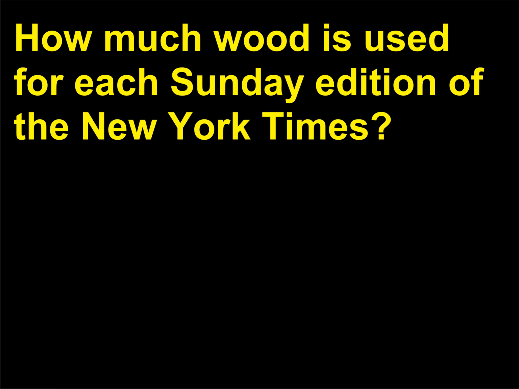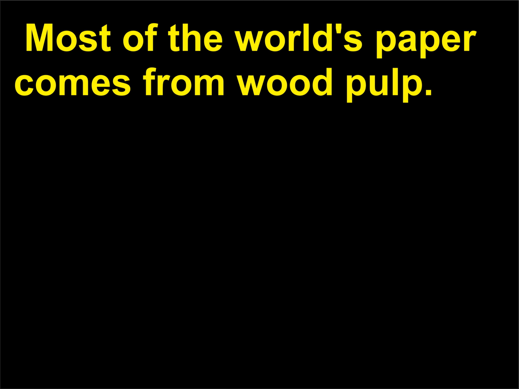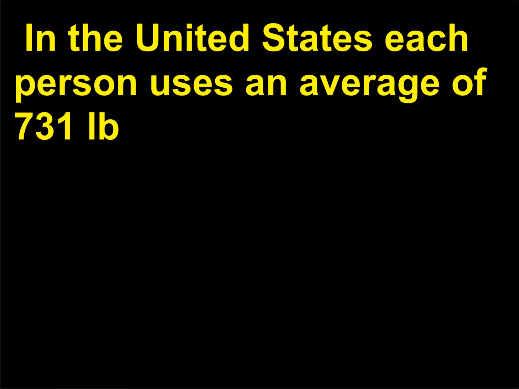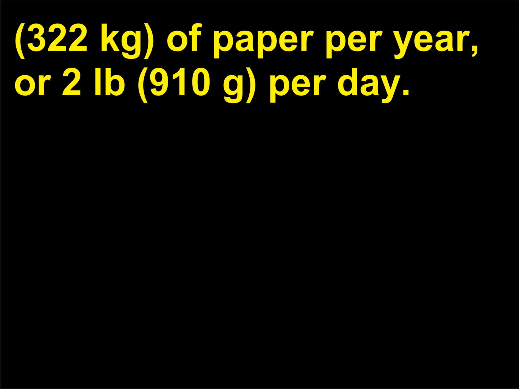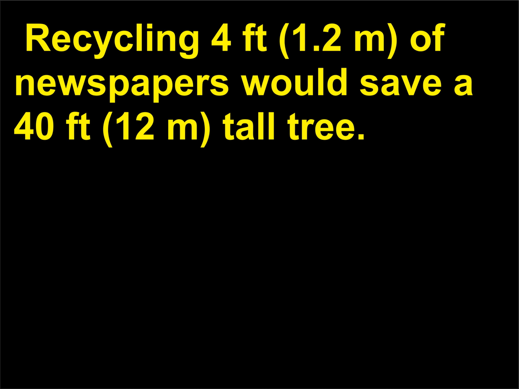How much wood is used for each Sunday edition of the New York Times? More than 150 acres of forest are cut down for each Sunday edition of the New York Times. Most of the world's paper comes from wood pulp. In the United States, each person uses an average of 731 pounds, 322 kilograms, of paper per year, or 2 pounds, 910 g, per day. Less than 50% of paper is recycled. Recycling 4 feet, 1.2 meters, of newspapers would save a 40 feet, 12 meters, tall tree.